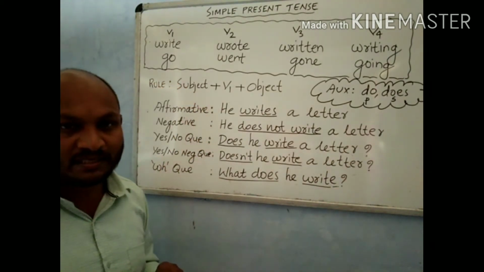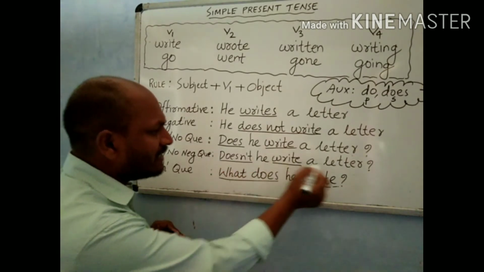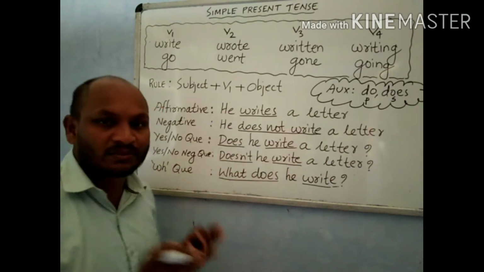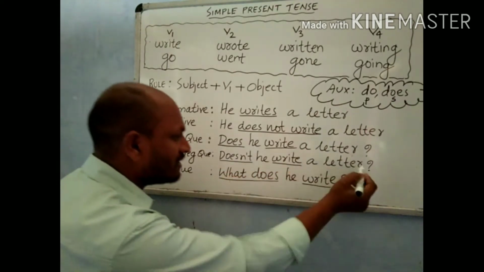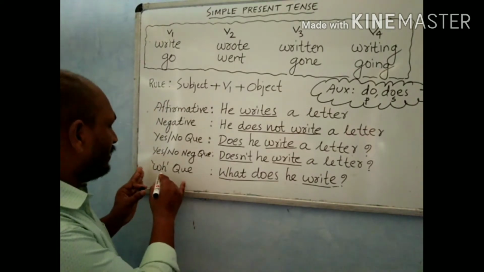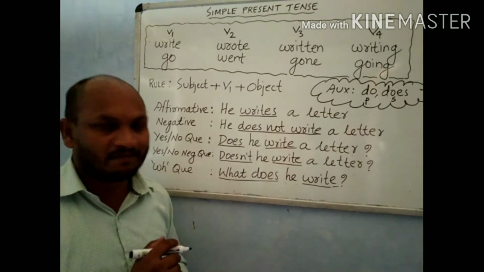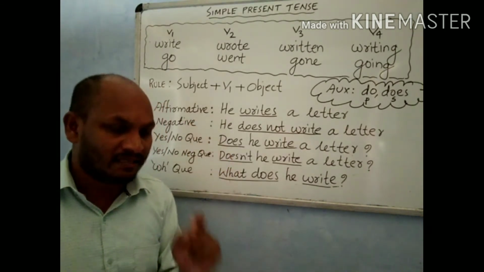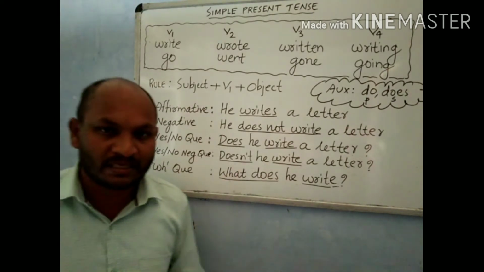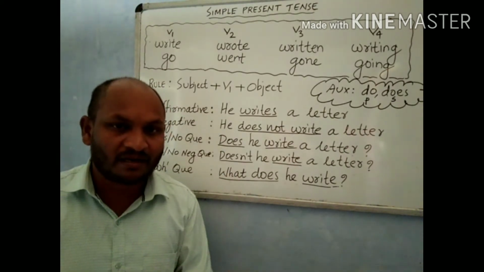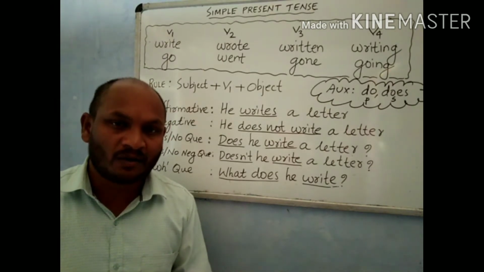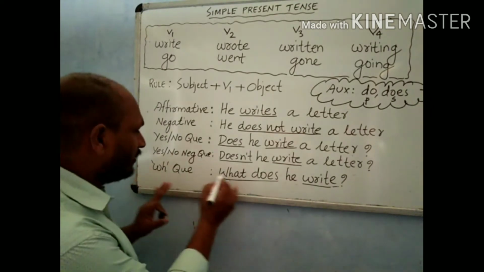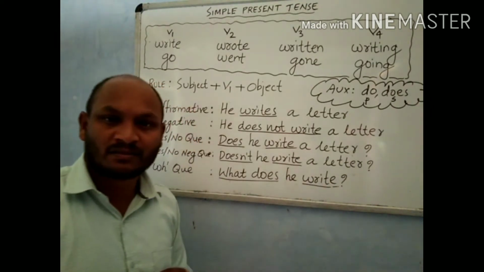Yes or no negative question: doesn't he write a letter? Here, doesn't is does not. N't is the short form of not. Doesn't he write a letter? Then the next one is the WH question. WH questions are questions that start with any of the WH question words like what, where, when, how, who. Here, what does he write? What does he write?